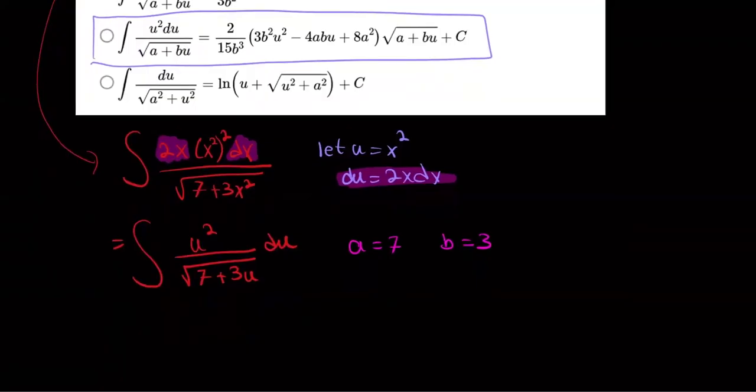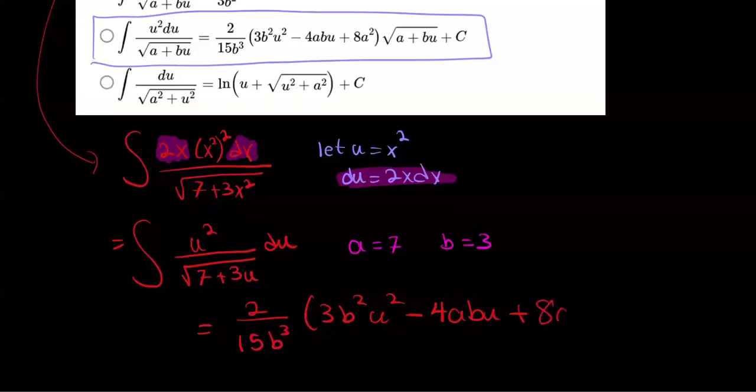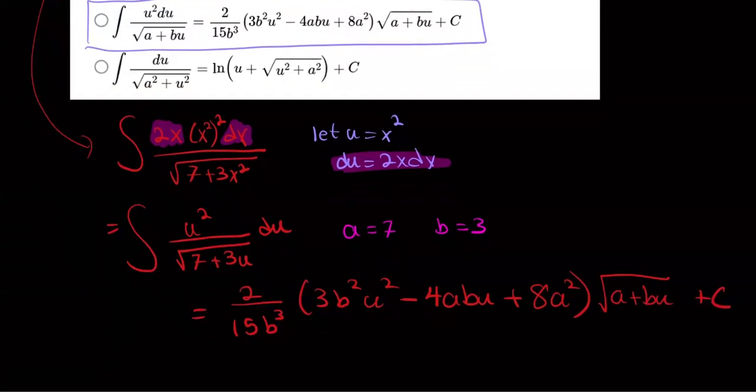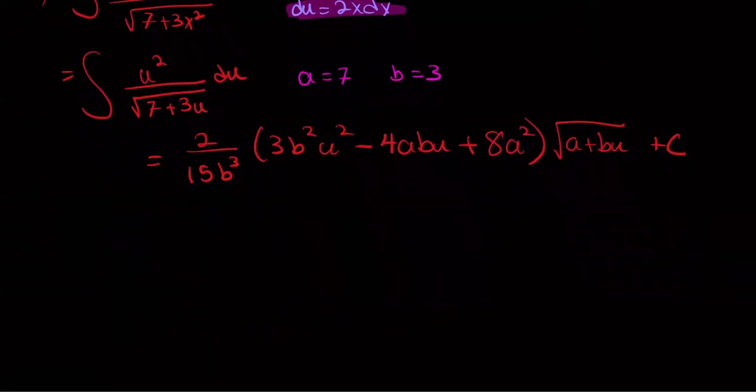So I'm going to copy it down. This is going to be 2 over 15b cubed, times 3b squared u squared minus 4abu plus 8a squared, times the square root of a plus bu, plus c, and then I have to plug and chug. So now is when I finally get to plug and chug.